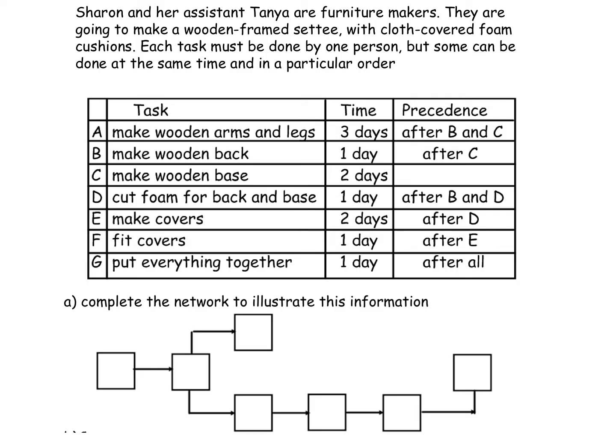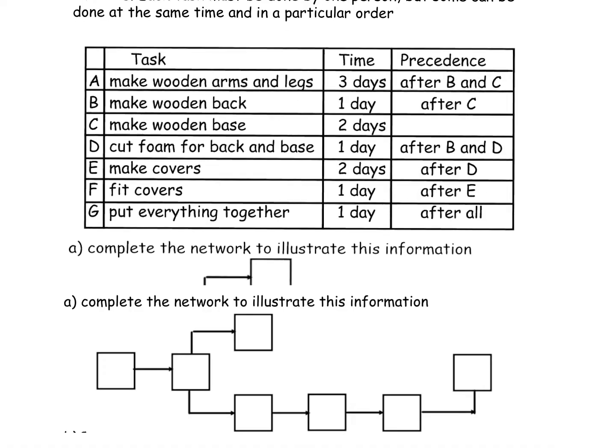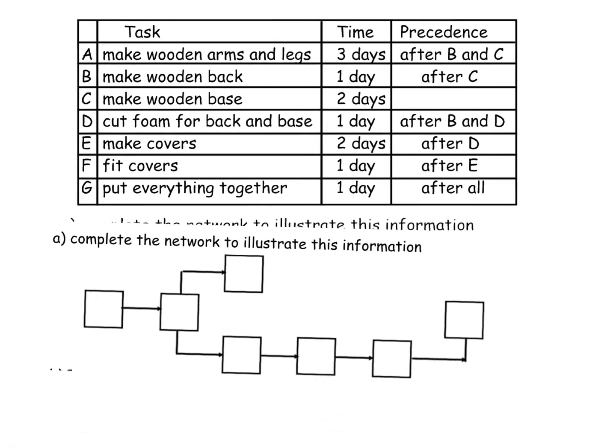It's pretty difficult for me to get all of this on one screen because there's an awful lot going on. So I've got an example here. Sharon and her assistant are furniture makers. They are going to make a wooden frame settee with cloth covered foam cushions. Each task must be done by one person, but some can be done at the same time and in a particular order. Okay, so I'm going to move this up and give myself a wee bit more space.